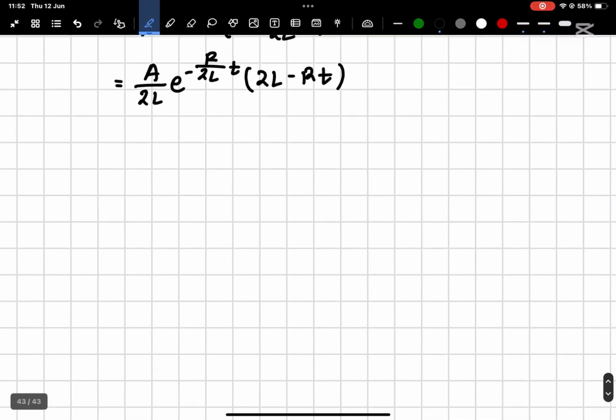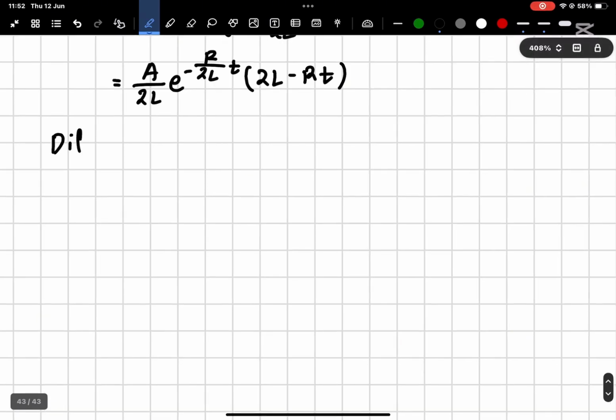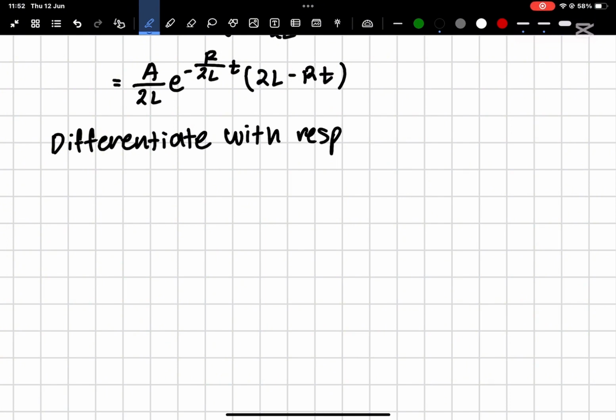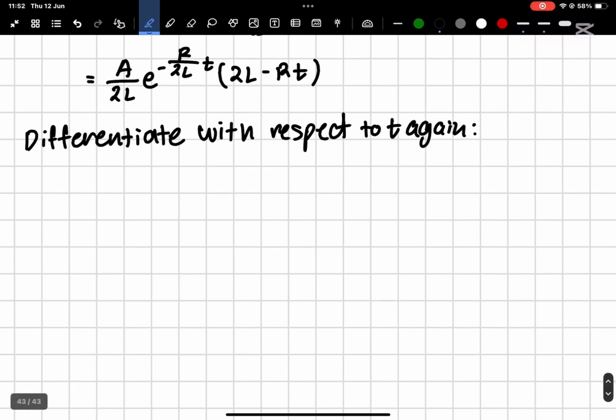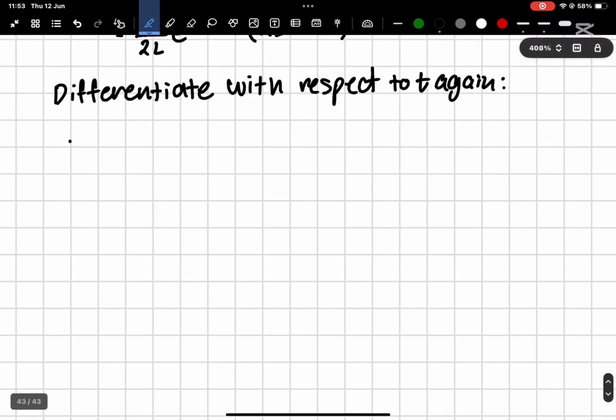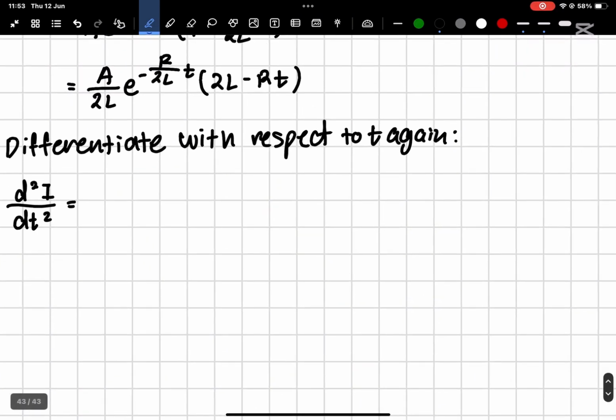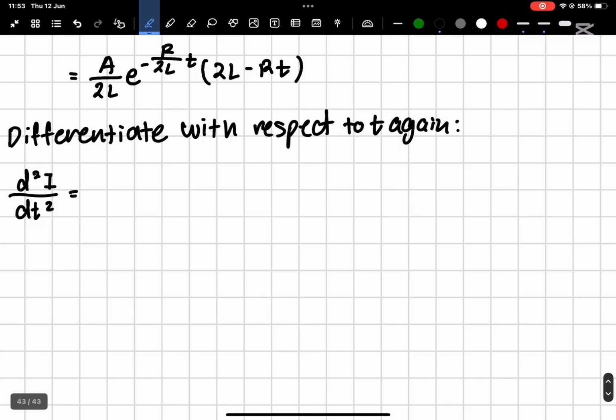So you can, again, differentiate both sides with respect to t again. You don't have to write it again, but you know, polite. Okay, so given that, the second order derivative d²i/dt² is equal to, so here you have to do product rule again. And it's pretty tedious, yeah. So firstly, we know A over 2L is a constant, so you can just take that out of everything to make it even simpler. Then you differentiate one term and then keep the other.